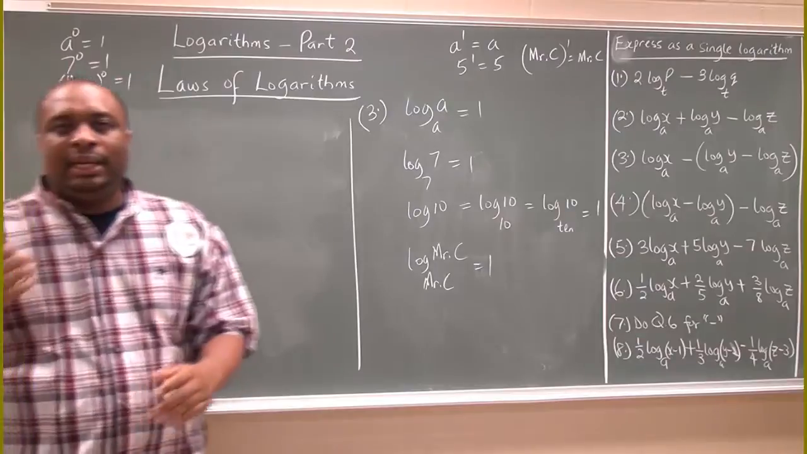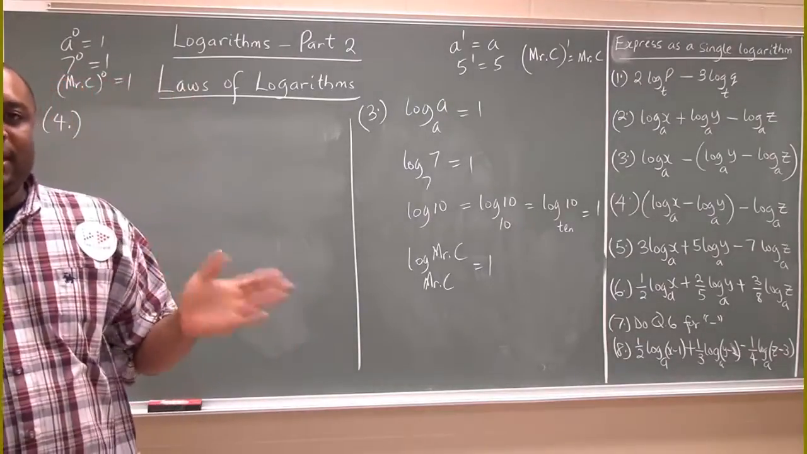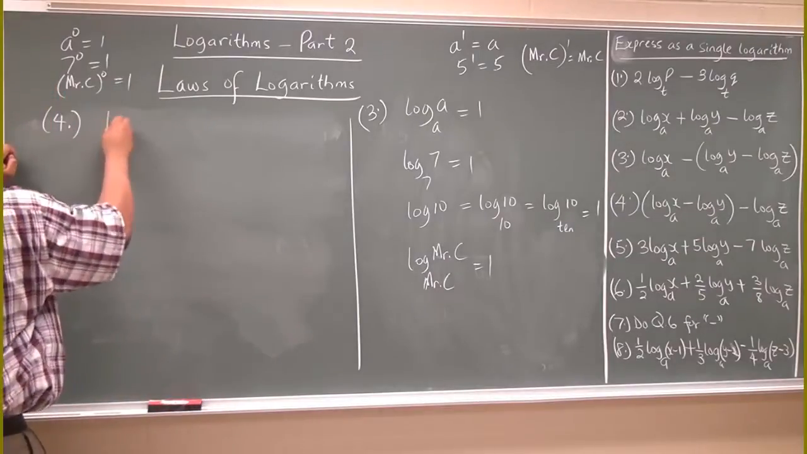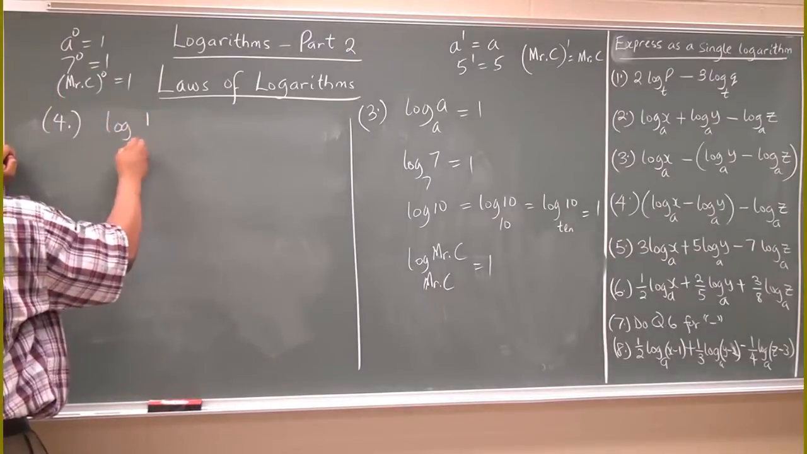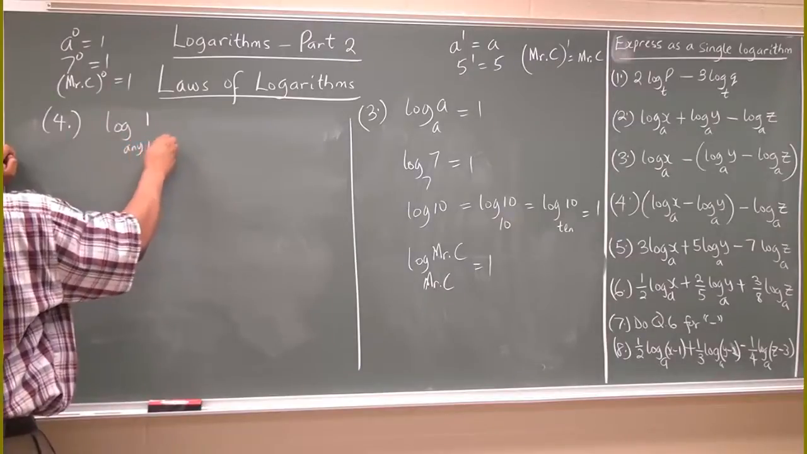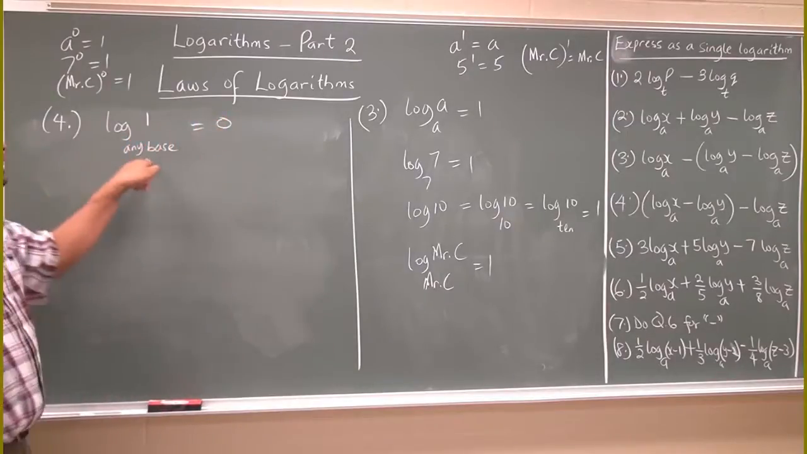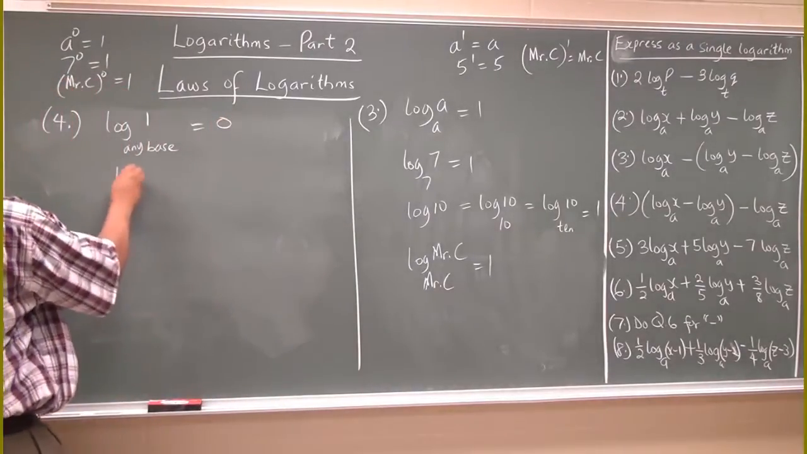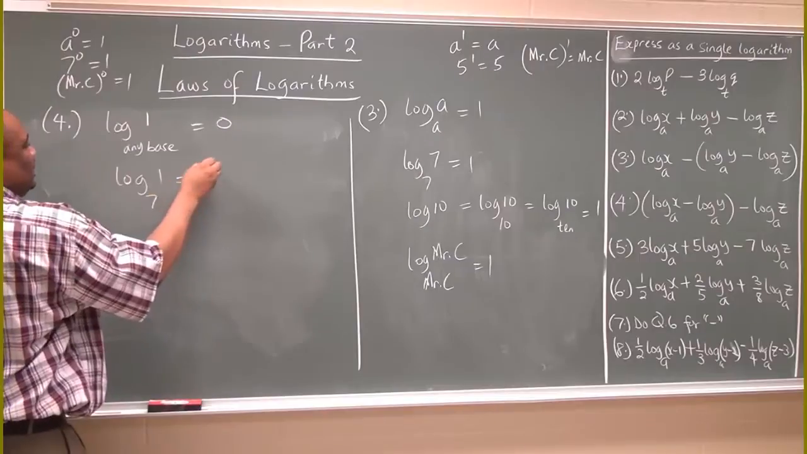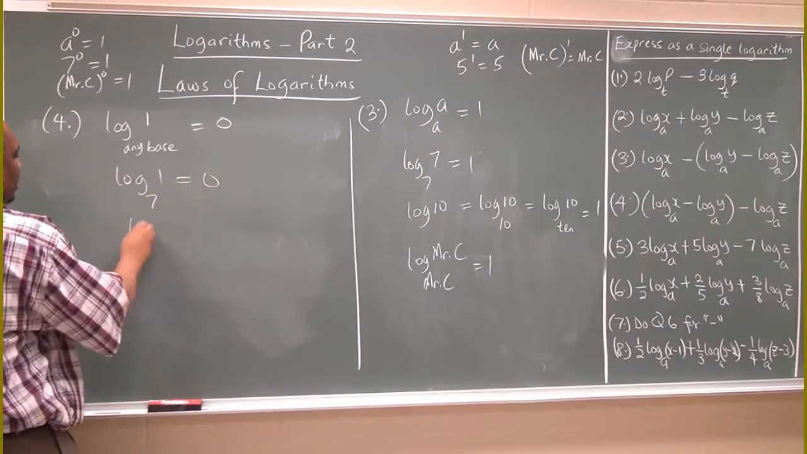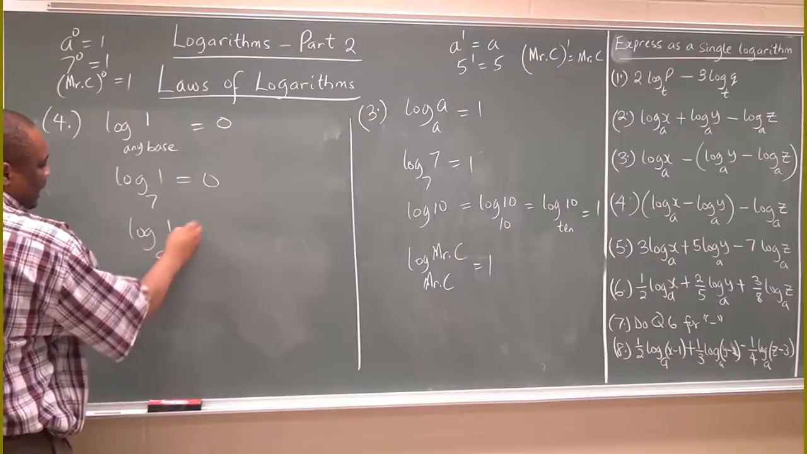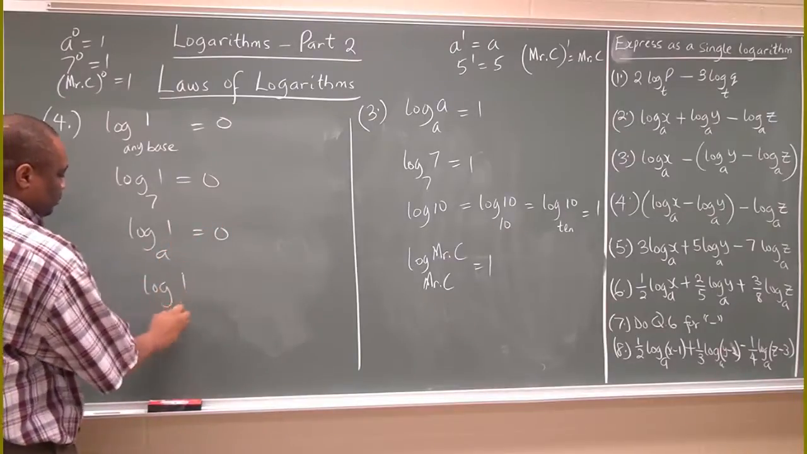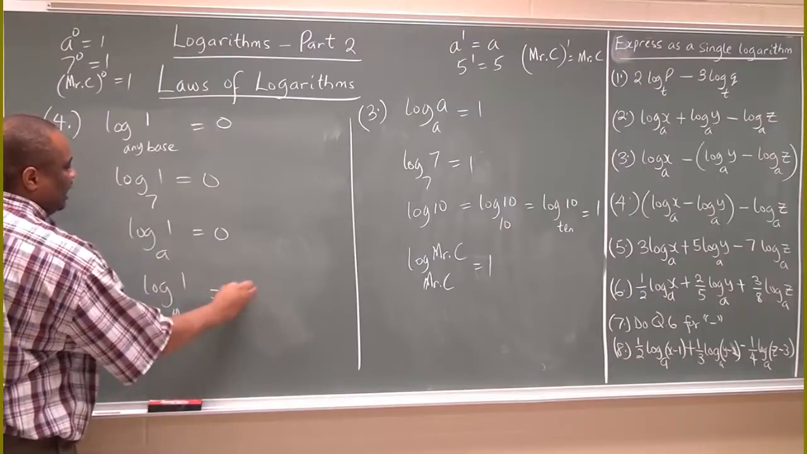So in this case, log of 1 to any base at all will give you 0, because anything raised to power 0 will give you 1. When we say log of 1 to base 7, it's going to be 0. If we say log of 1 to base a, it's going to be 0. If we say log of 1 to base c, it's going to be 0.